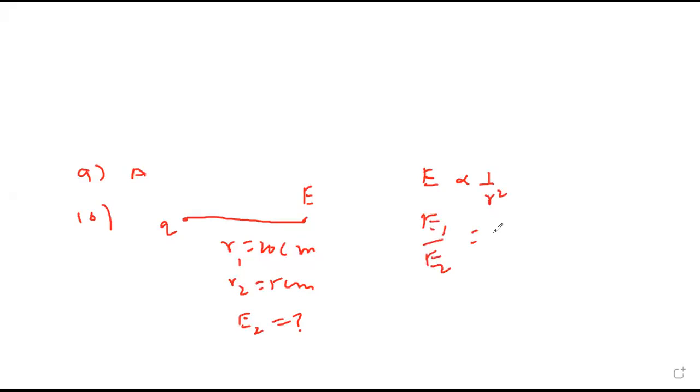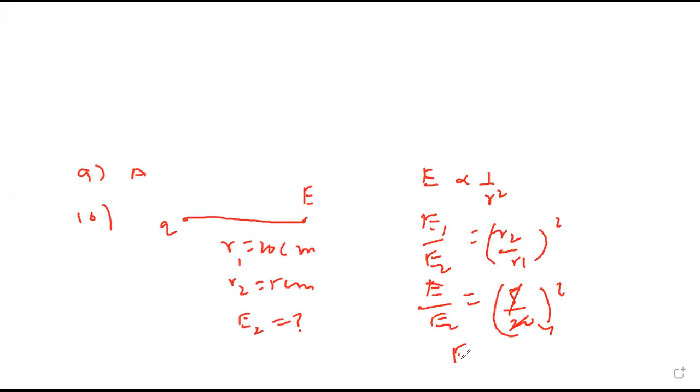So E1 upon E2 is R2 by R1 square. E1 is E, E2 we want, R2 is 5 upon 20 square, 5 into 4. So intensity will become 16 times original. 16 times the first one. That is option C.